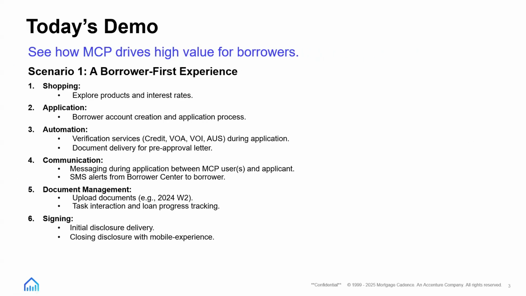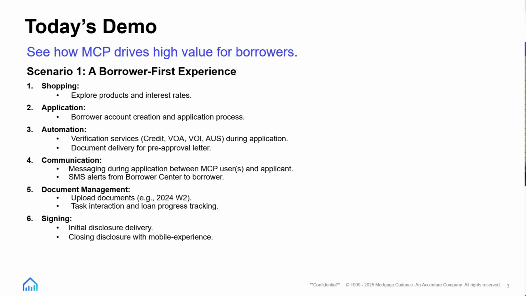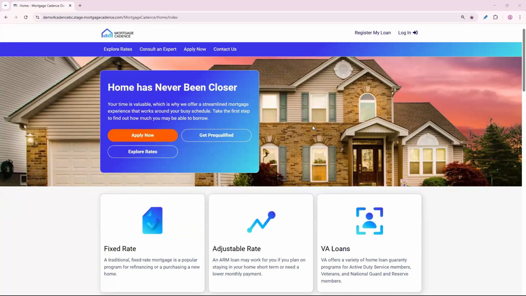In our first scenario, we'll see all activities from the borrower first experience. We'll start off as a borrower explores products and interest rates, watch them create an account and finish their application, and we'll take that all the way through to them tracking progress of their application and signing activities on any device anywhere. As a borrower, I've landed on the homepage for Mortgage Cadence, a fictional lender in today's experience.